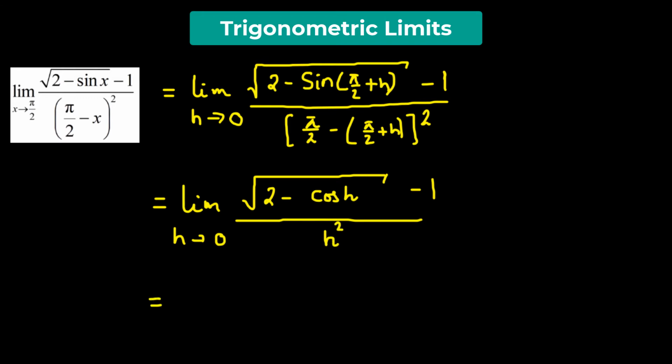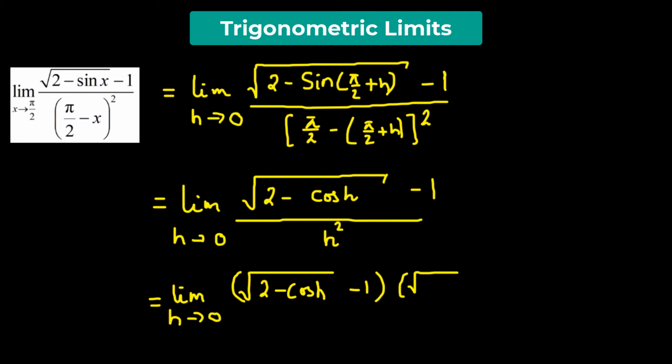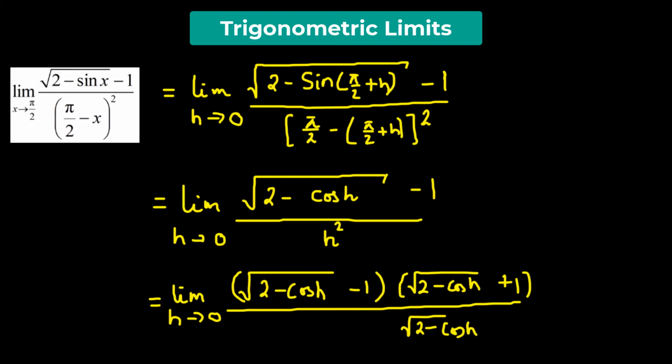Now in the next step we are going to rationalize the numerator. That would mean we have to multiply square root of 2 minus cosine of h, minus 1, by square root of 2 minus cosine of h, plus 1. So we would also have to divide by the same factor. So we have square root of 2 minus cosine of h plus 1, and we already have h squared in the denominator.